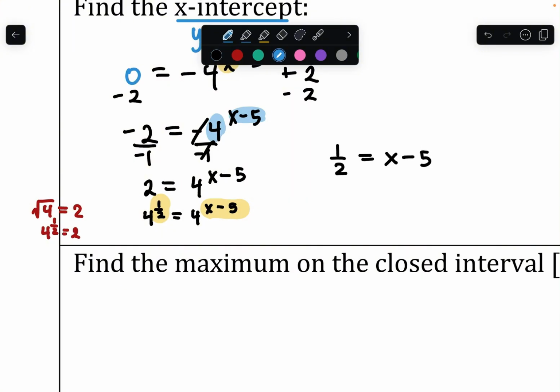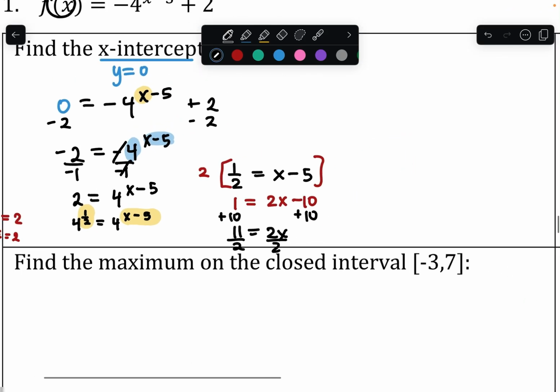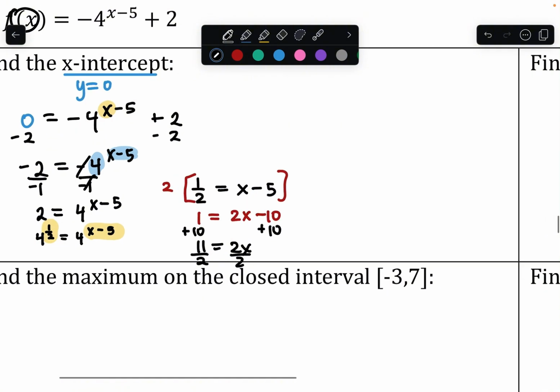If you want to get rid of that fraction, you can scale your entire equation by 2. And then continue solving for x. So add 10, and then divide by 2. And then honestly, you could leave this as a fraction, but it does say if it's not a whole number, round to the nearest 10th. And this is a nice decimal, it's 5.5. And so that's what your calculator would give you as well.